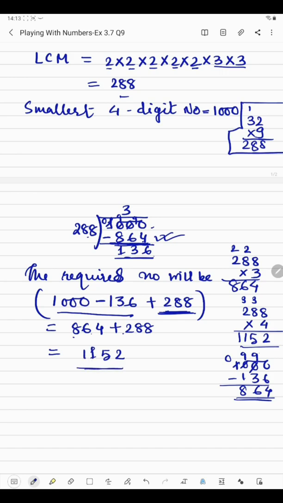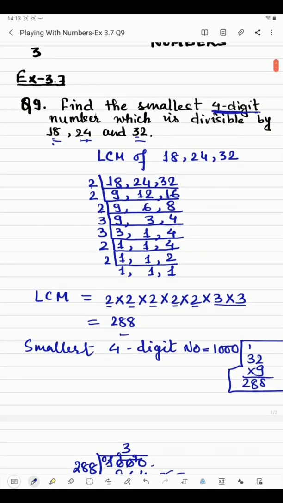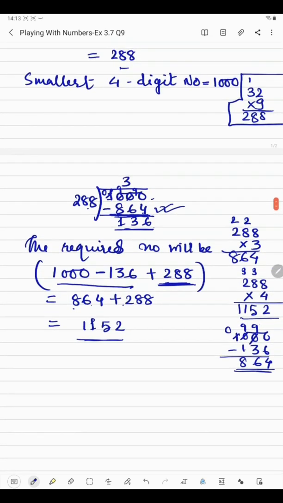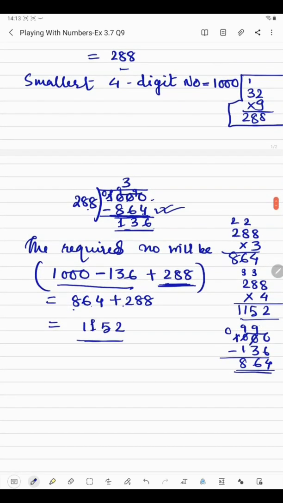Now this 1152 is the smallest 4-digit number. When you divide this number by 18, 24, 32, we'll get 0 as remainder. That means this 1152 is divisible by 18, 24 and 32. And see, we have checked also here.